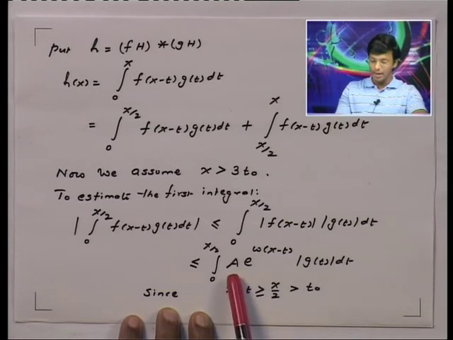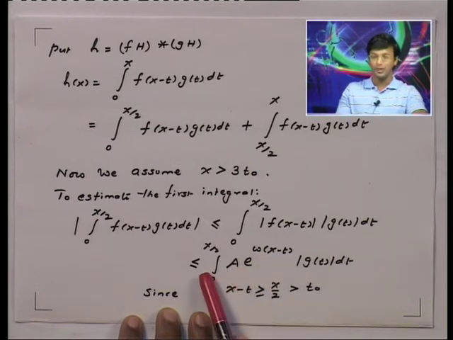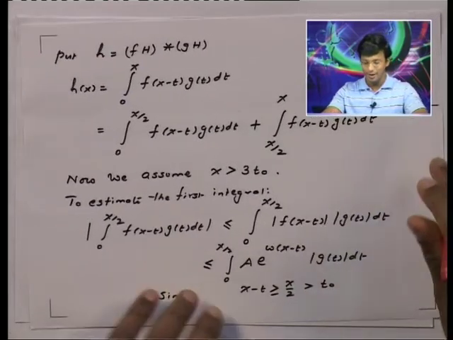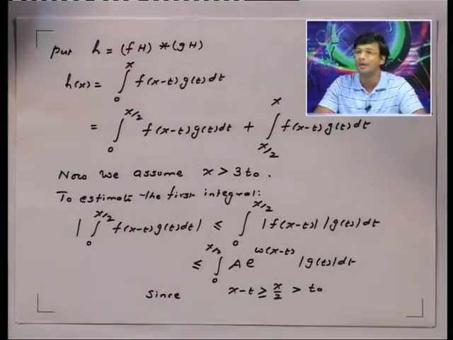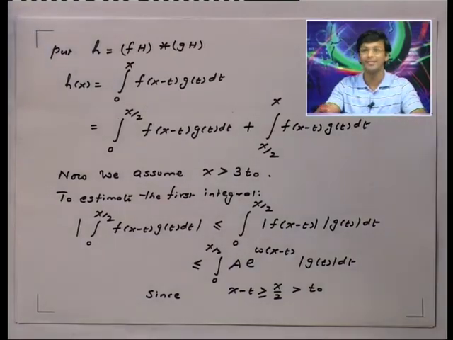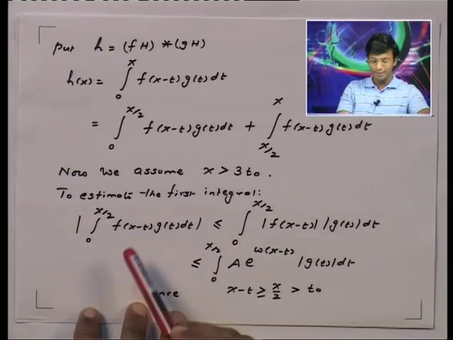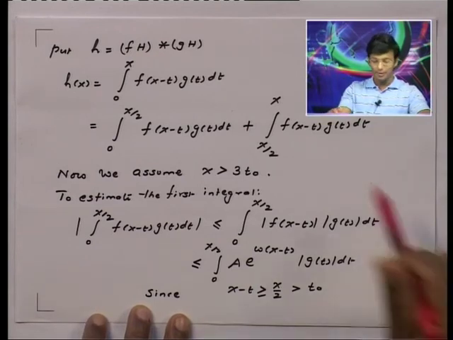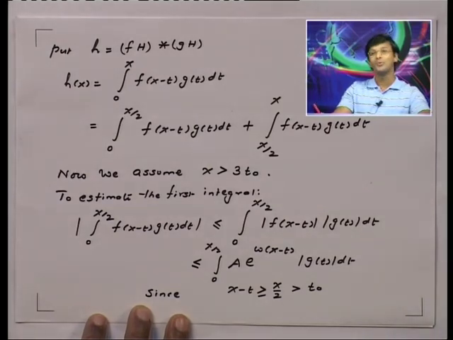Now look at this, a e to the power omega x can be pulled out of the integral, correct, and I am simply left with e to the power minus omega t, mod g of t. And what did we say in the previous slide? The integral of mod g of t times e to the power minus omega t is finite. So the other thing is going to be a finite number. So you see that the first piece in modulus is less than a times a finite number times e to the power omega x. Same thing is going to be done with the other piece also.